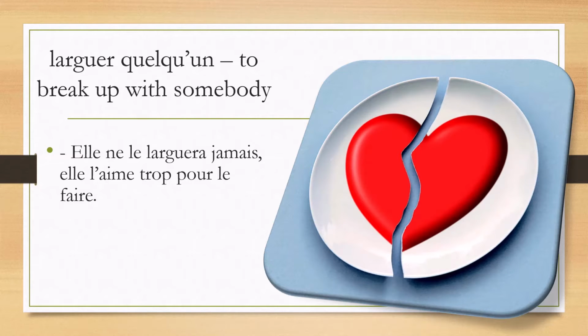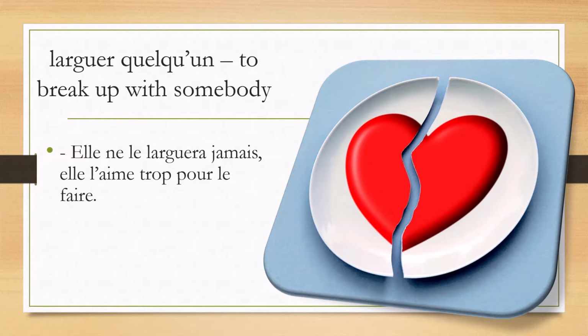Let's look at how the direct object of the verb can be used in the French language with the example that also illustrates the use of the expression. Elle ne le larguera jamais, elle l'aime trop pour le faire. In this sentence, we have 3 examples of the direct object of the verb, which in the French language, again, I will remind you, is called les compléments d'objet direct. Le larguera, l'aime, le faire.